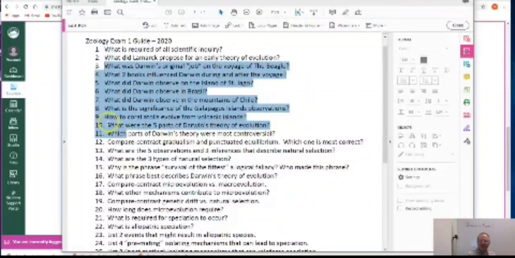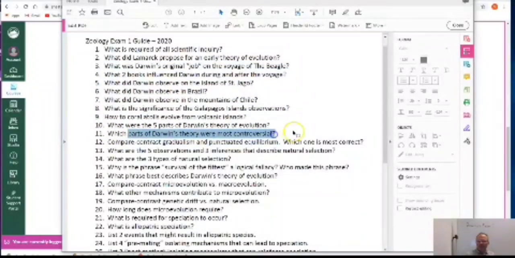I'm trying to get that there. Anyway, so all the way up to the volcanic islands. So here's the deal. What were the 5 parts of Darwin's theory of evolution? I did present those in a PowerPoint, so you're good to go for that. And which parts of Darwin's theory were most controversial? We have covered that. That was gradualism and natural selection, his controversial theories.